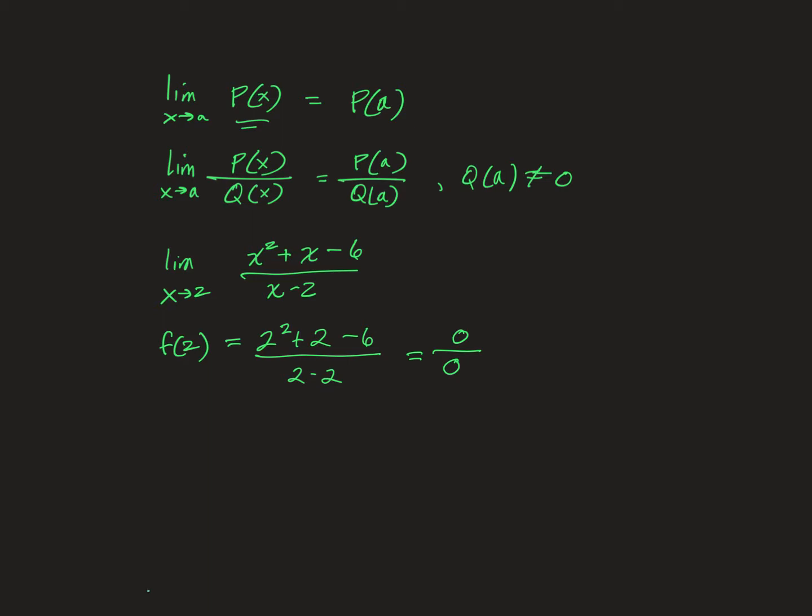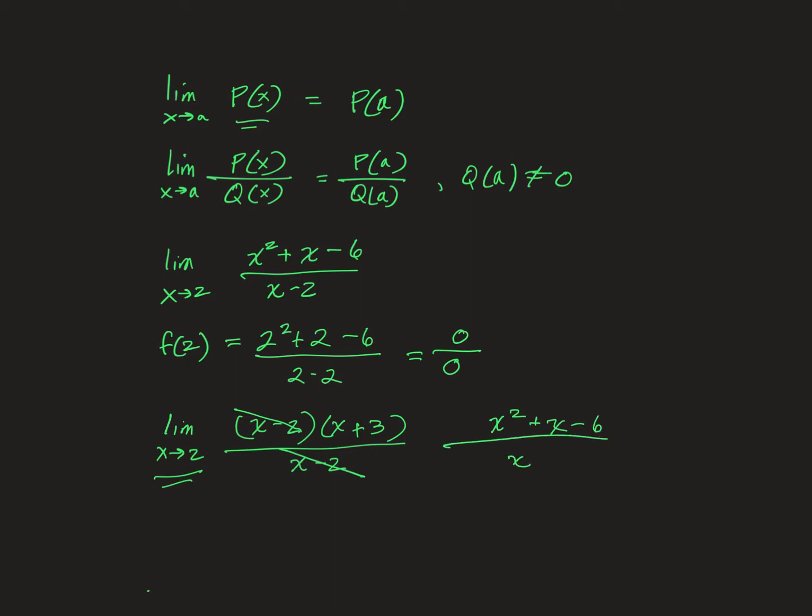So I'm going to factor the numerator, and I'm going to factor it into x minus 2 times x plus 3, and that's all over x minus 2. And since we're not concerned about what's happening exactly at 2, we're only looking at what's happening around 2, we can actually cancel these factors out. And so we know that as long as x is not equal to 2, this function, x squared plus x minus 6 all over x minus 2, is equal to x plus 3.